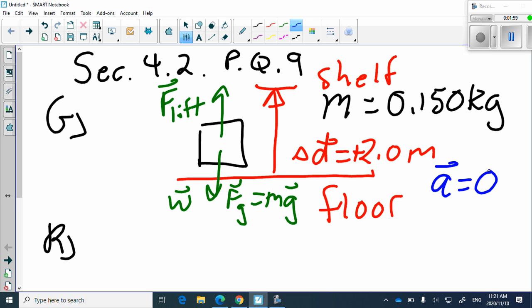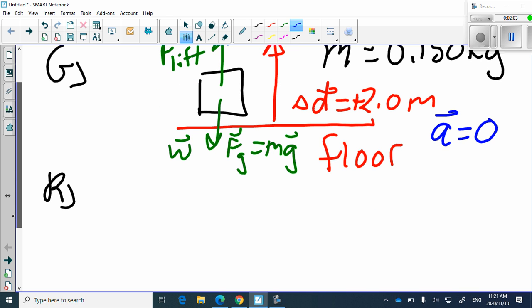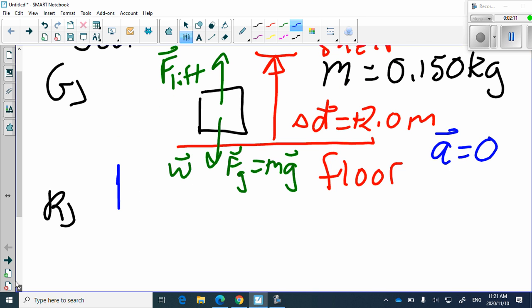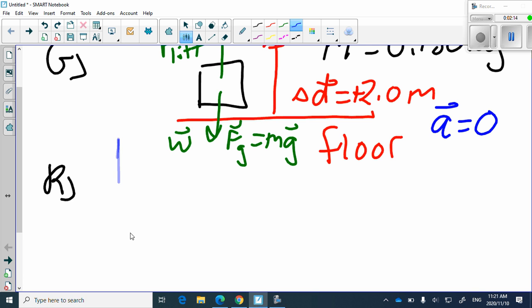Well, we're going to use Newton's second law. Just because we're in chapter 4 doesn't mean we can forget it. So, F net equals m a. This should be very familiar to you from the assignment.